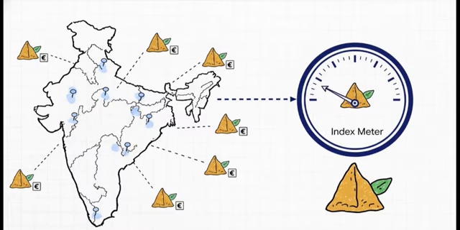I love this analogy. Imagine you wanted to know if samosas were getting more expensive across India. You're not going to track the price in 10 different cities, are you? No way. You'd create a samosa index, one number that tells you, on average, if the price is going up or down. A stock market index does the exact same thing, just with company shares instead of delicious snacks.